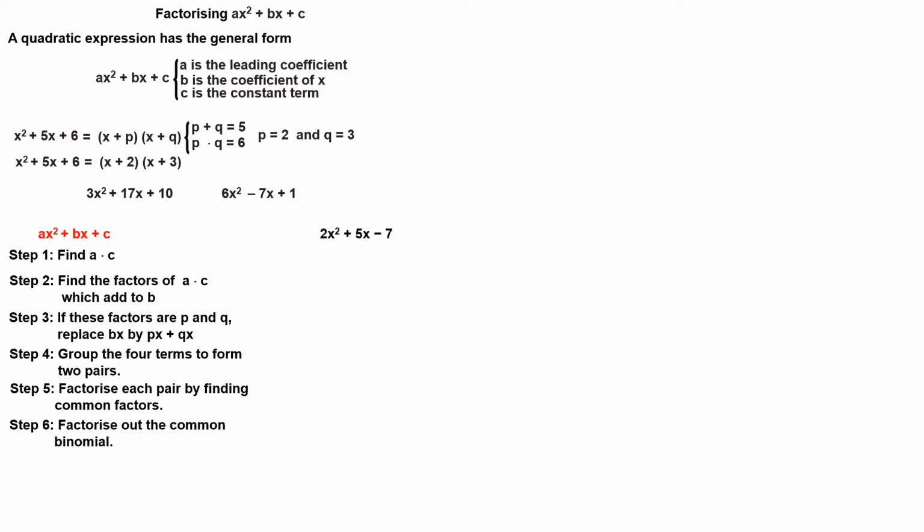Step 1. Find a times c. In this case, 2 times minus 7 is minus 14. Step 2. Find the factors of a times c which add to b. Let's write down the factors of minus 14. What factors of minus 14 add to give us 5? The answer is minus 2 and 7. Step 3. If these factors are p and q, replace bx by px plus qx. Replace 5x by minus 2x plus 7x.